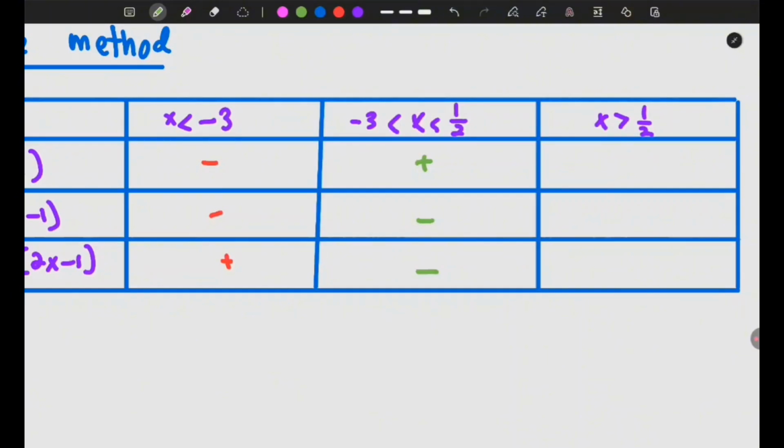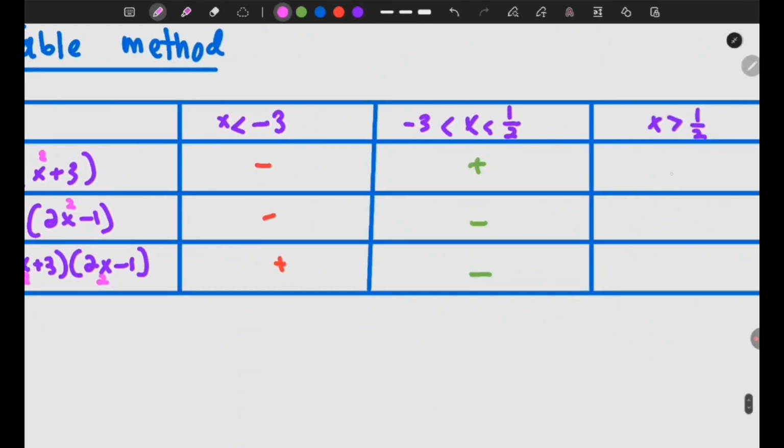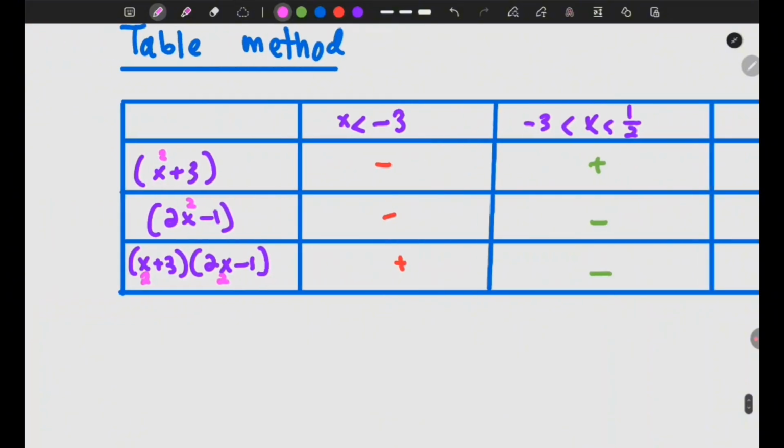So 2 plus 3, 5. 5 is a positive number. 2 times 2 is 4. 4 minus 1 is 3. 3 is a positive number. Positive, positive, you will get positive. And there you go. You're done.